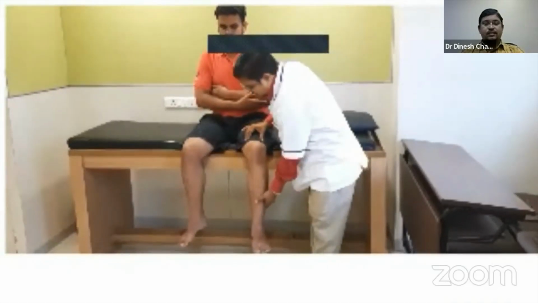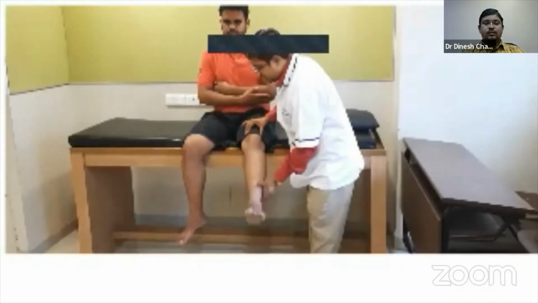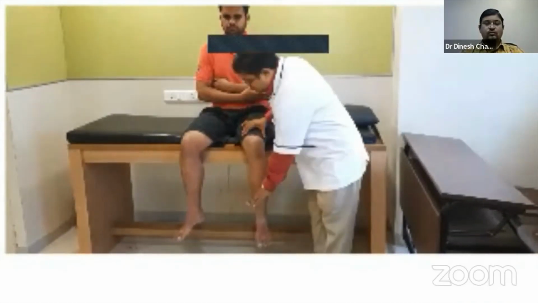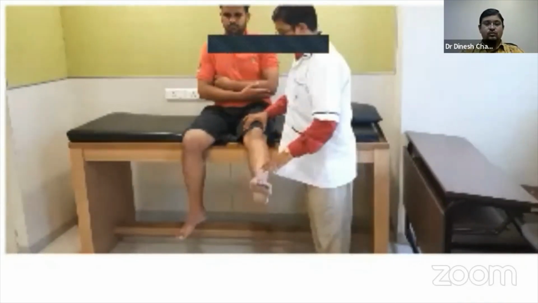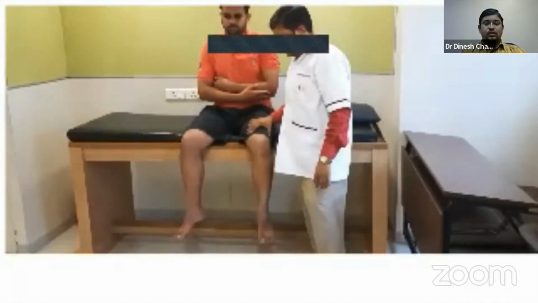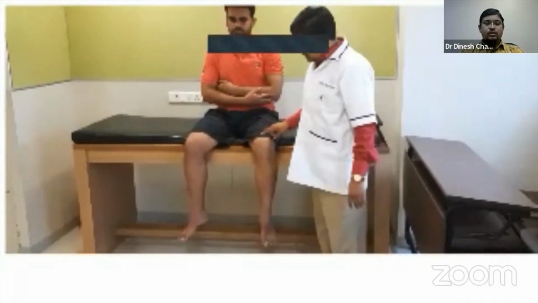Now L3. L3 is knee extension. L3 myotome, knee extension. You perform grade 3. Now I'll apply resistance. Take up. Grade 4. Now I apply resistance. Up. Maximum, grade 5. Okay. L3 is done.